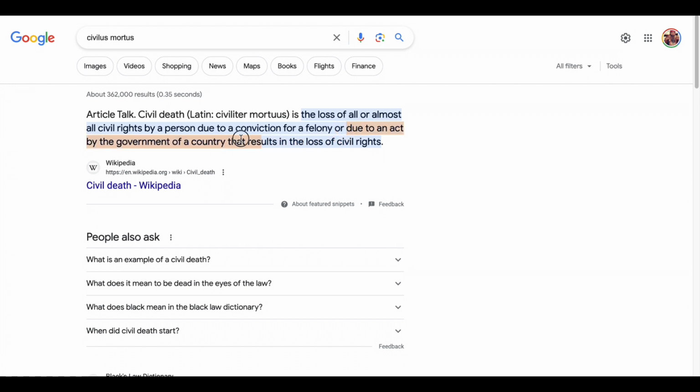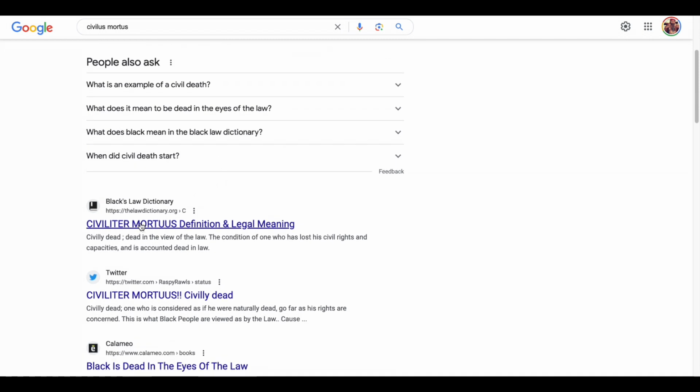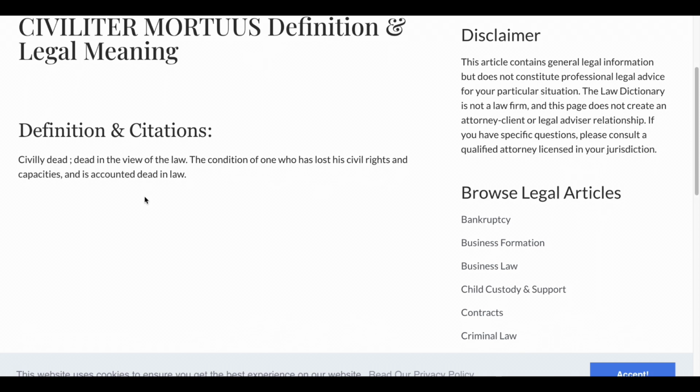Due to an act by the government of a country that results in the loss of civil rights. Okay, so your name, and this is the Black's Law Dictionary. I was reading Wikipedia, but this is Black's Law Dictionary right here. The condition of one who has lost his civil rights and capacities, and is accounted dead in law.